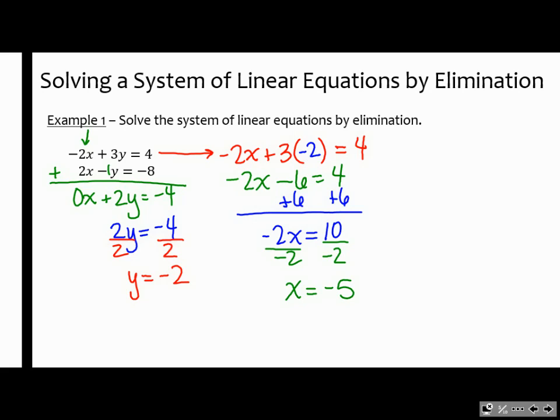We have y, we have x. Let's write our solution as an ordered pair. Negative 5 for x, negative 2 for y. So the solution is negative 5, negative 2. And we will check our answer.